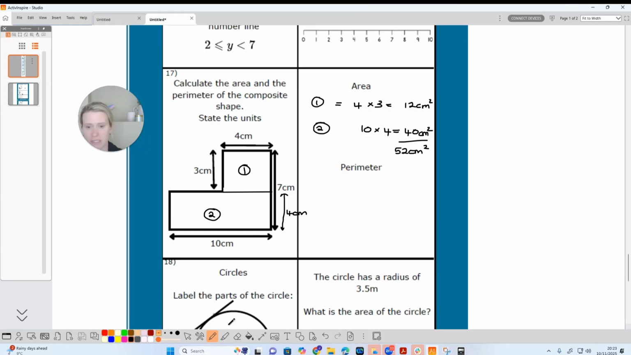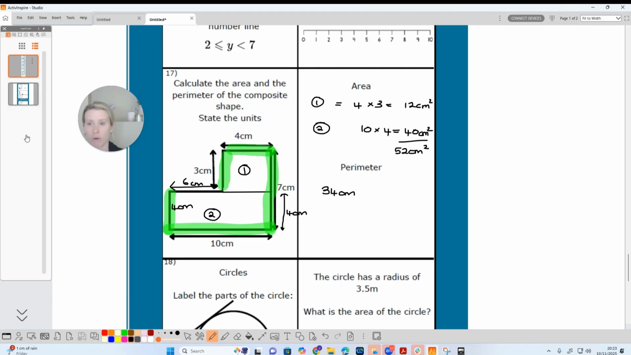Now when it comes to the perimeter, we need to add together all the sides. So we have 4 centimetres, add 3 centimetres, add 7 centimetres, add 10 centimetres, add another 4. We need to fill in this one here. It's going to be 6 centimetres, because 6 plus the 4 make the 10, and then the 3 there. Let's just write that 4 centimetres there. Okay, so in total we should have 34 centimetres.